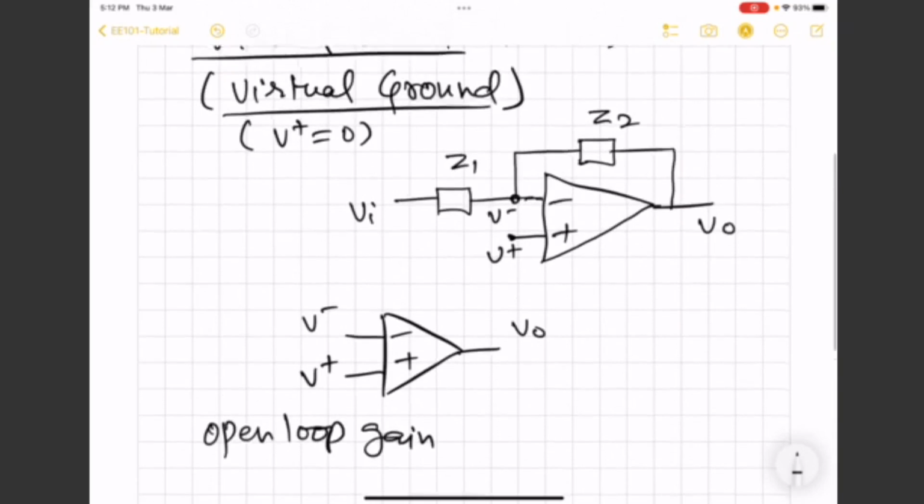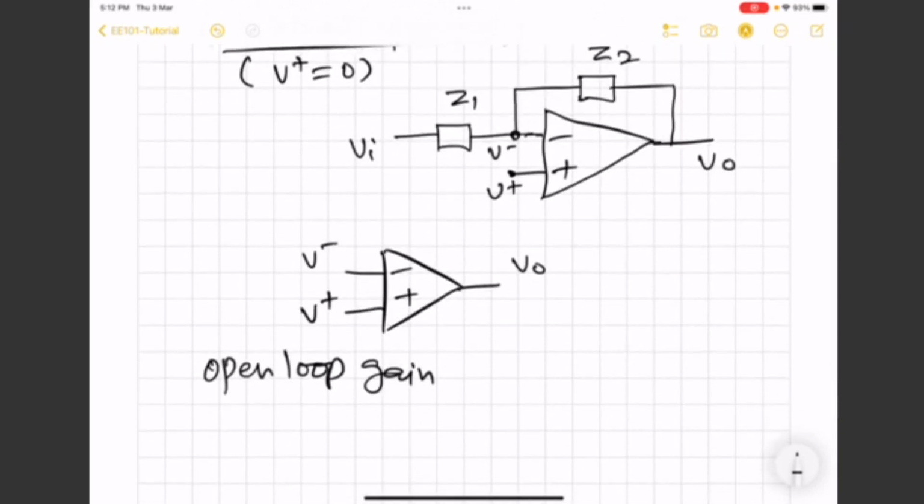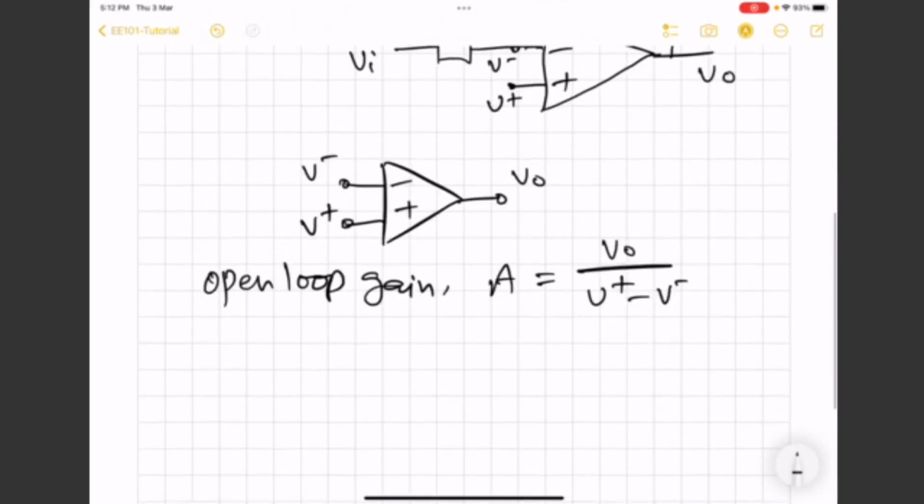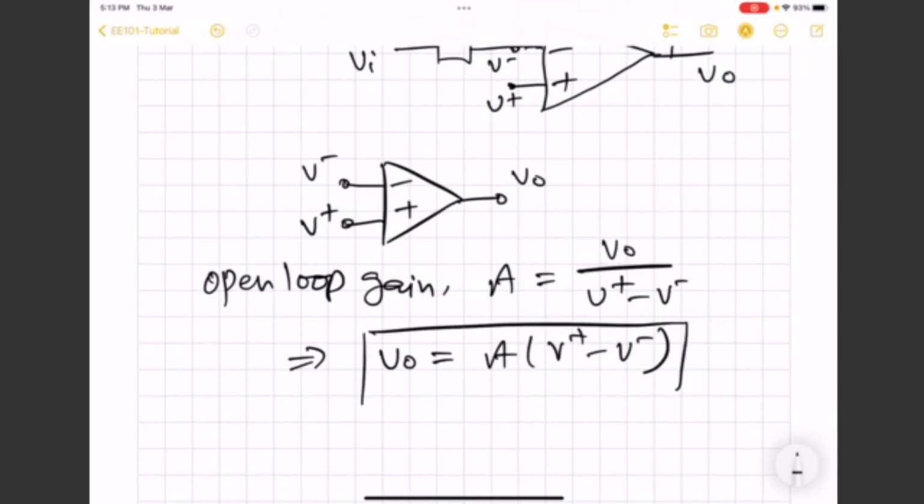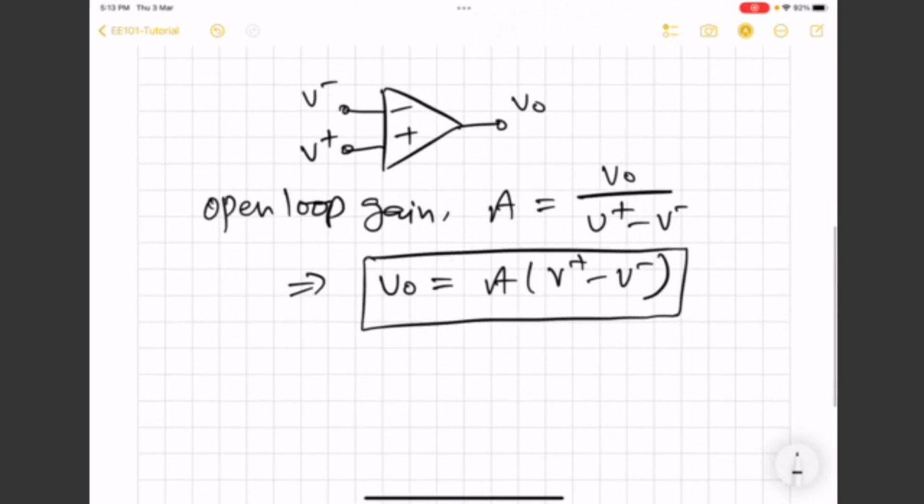Loop means closed path. In this second figure, you can see that there is no closed path. We are talking about only three voltages: VO, which is the output voltage, and V minus and V plus, which in general are on the input side, so they can be called the input voltages. Open loop gain A is defined as the output voltage divided by V plus minus V minus. This leads to the equation for the output. This equation is always valid. You need not try to find suitable circumstances or conditions in the op-amp for this to remain valid.